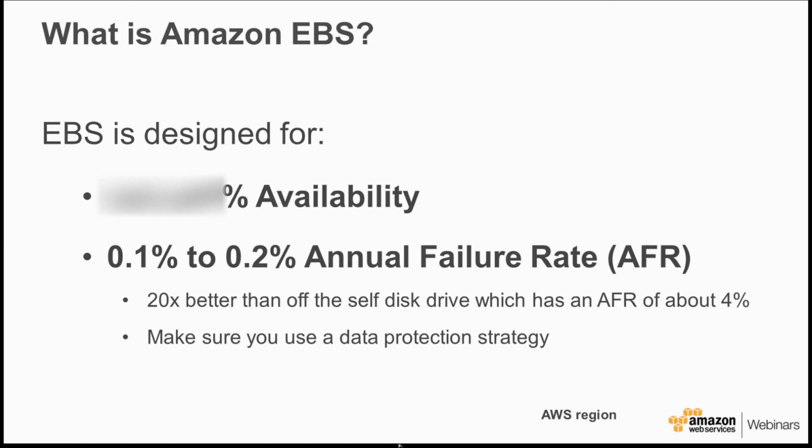What does AFR, or annual failure rate, mean? Well, it means that there's a 0.1 to 0.2% chance over a year that the data on your volume may permanently become unavailable. So if you had 1,000 volumes that lasted the entire year, you may expect 1 to 2 to fail. For reference, an EBS volume has an AFR which is about 20 times better than an off-the-shelf disk drive, which has an AFR of about 4%. Thus, like any critical data in your company, we want you to make sure that you're using a data protection strategy to protect the data on those volumes.